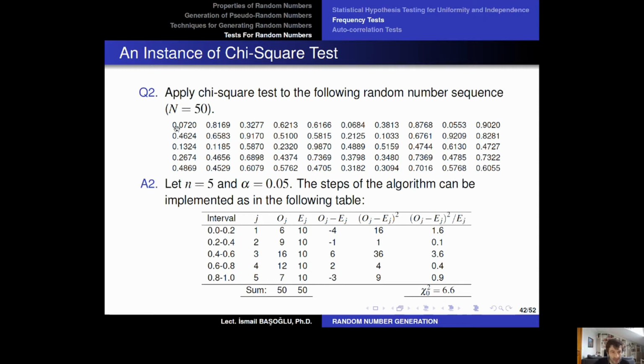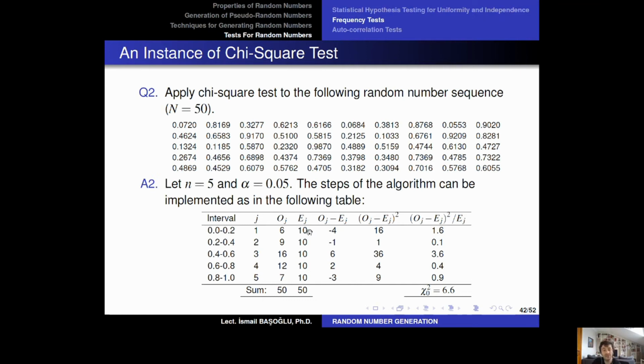So let's find them. The first one here, 0.0720. And another one is 0.0684 here. Another one is 0.0553 here. Another one is 0.1033 here. Another one is 0.1185 here, and another one is 0.1324 here. So the observed frequency in the first interval is 6.